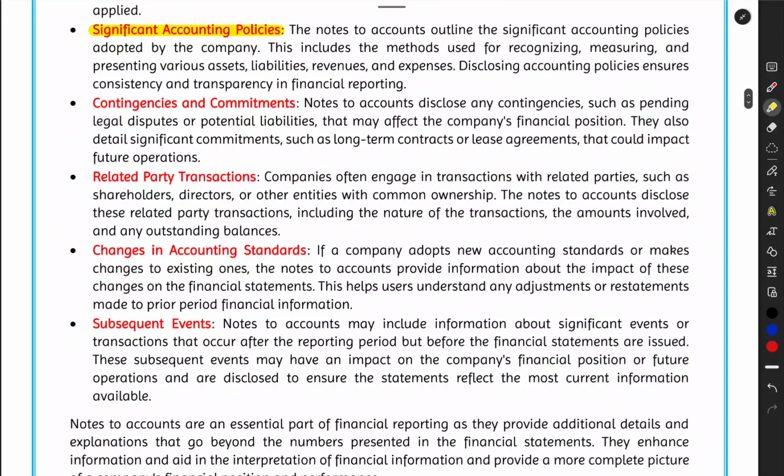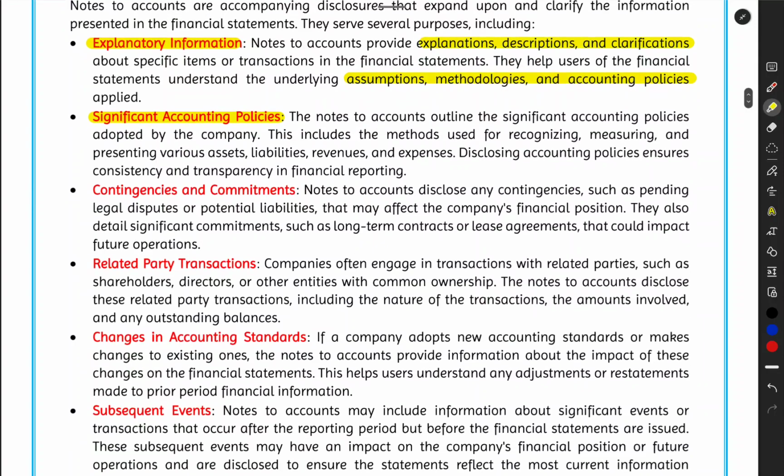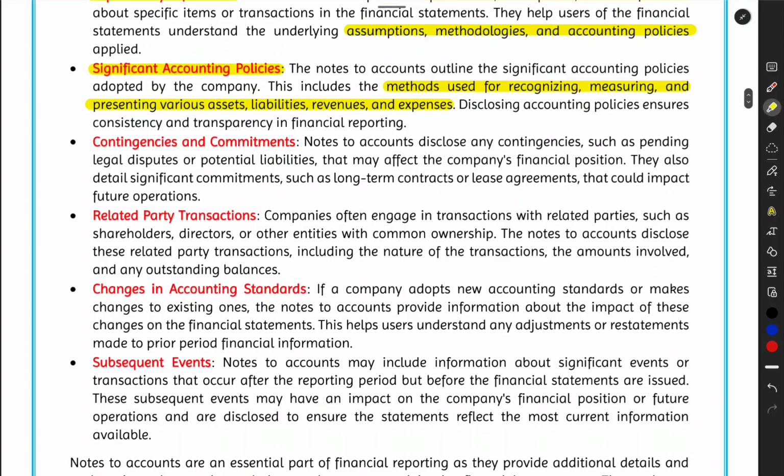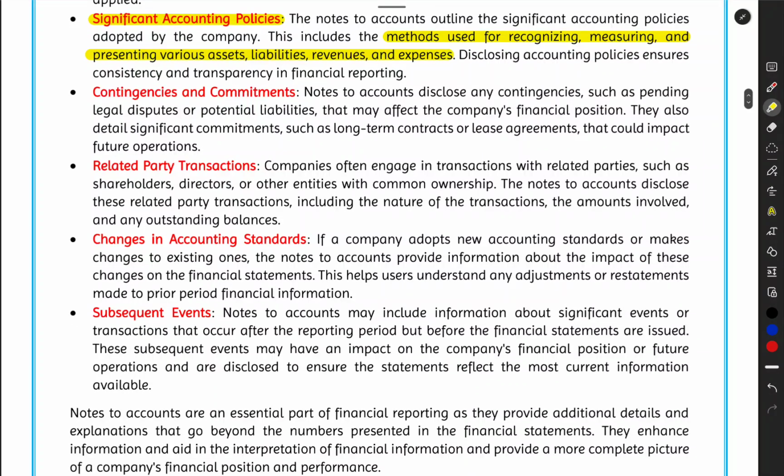So sir, don't you think your shareholder should know which accounting policy you are using? They should know. That is why notes to accounts include a section called significant accounting policies. So you can see this includes the methods used for recognizing, measuring and presenting various assets, liabilities, revenues and expenses. How did you calculate? Which method did you use? What assumptions did you use? All these things will be covered in significant accounting policies. It is very important the company discloses these things.